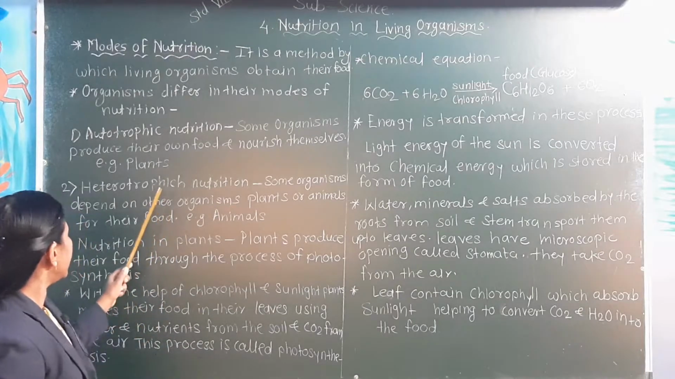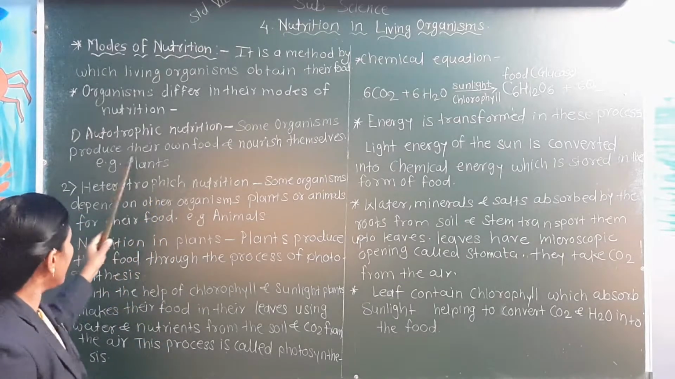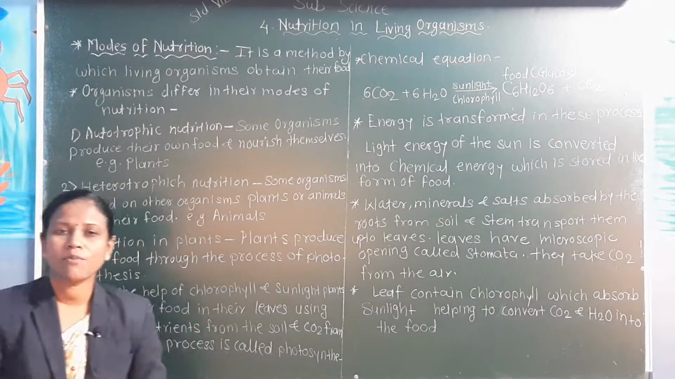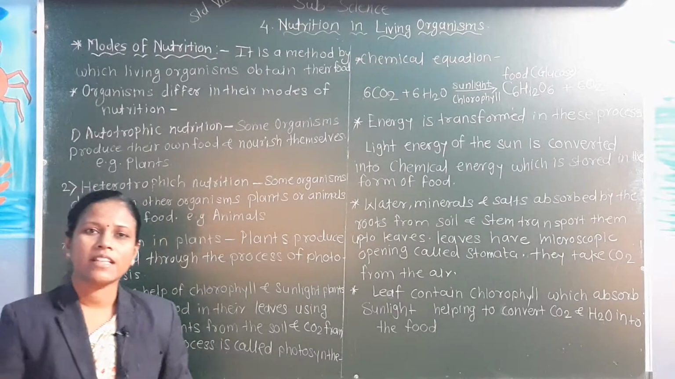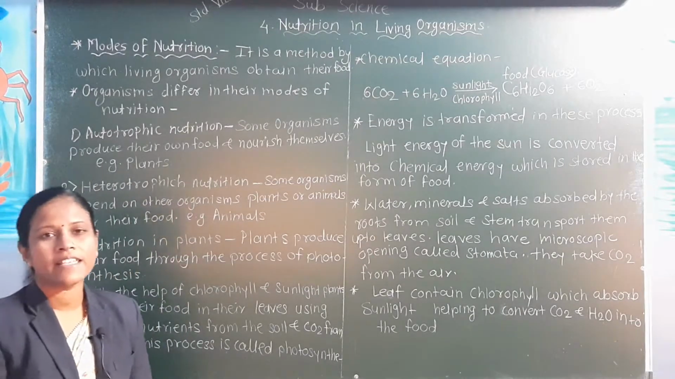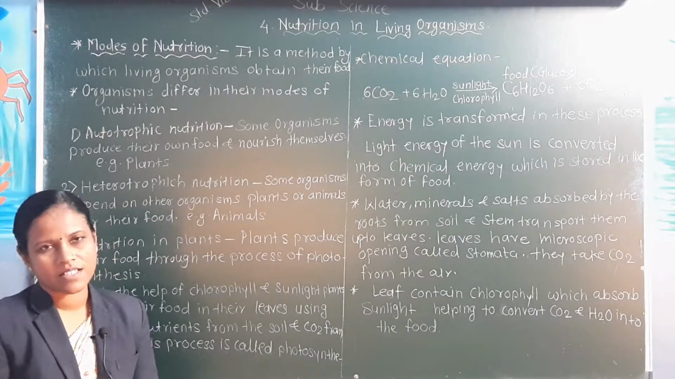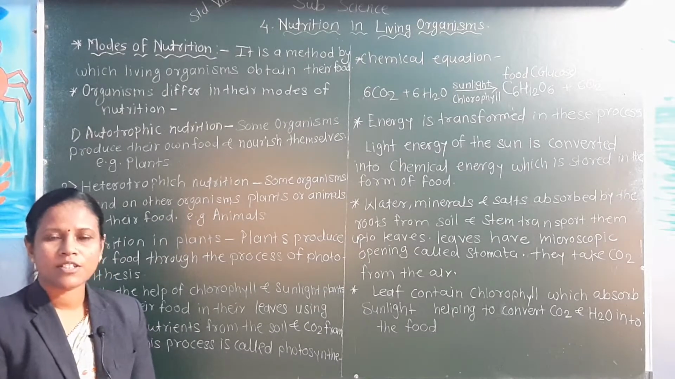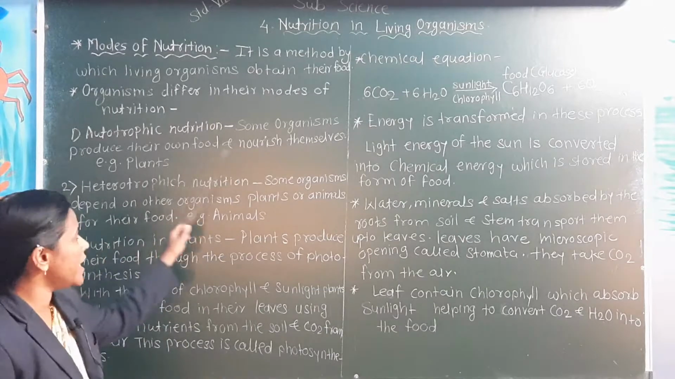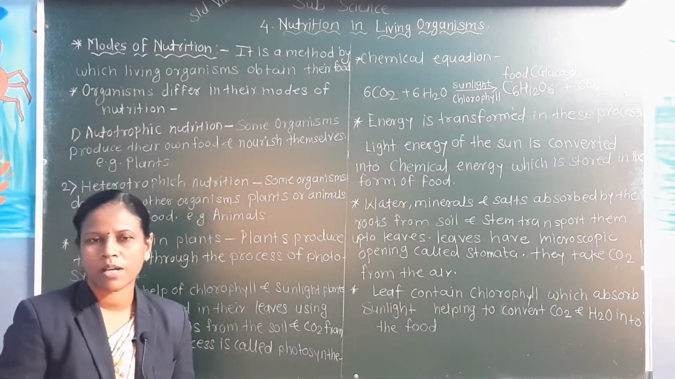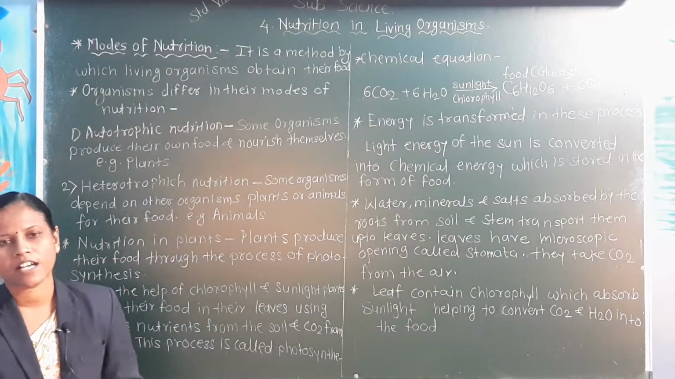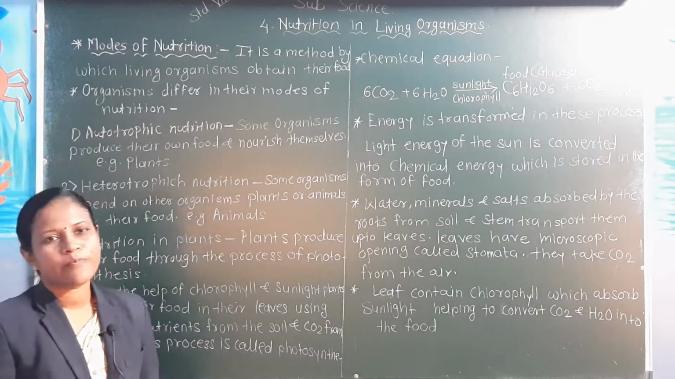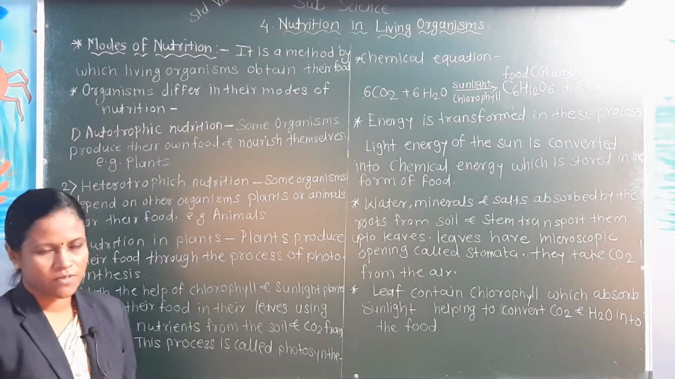Now let us see autotrophic nutrition. Some organisms make their own food and they nourish themselves. That organism's nutrition is called autotrophic nutrition. For example, plants. Plants make their own food and nourish themselves.